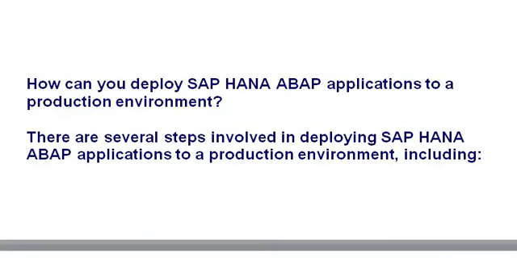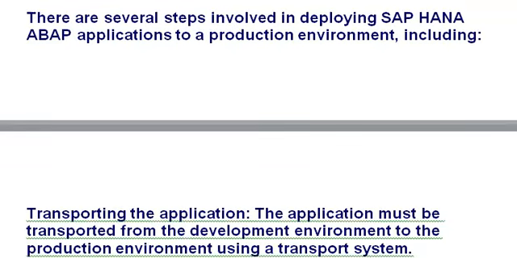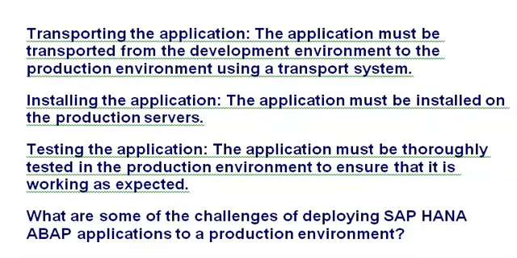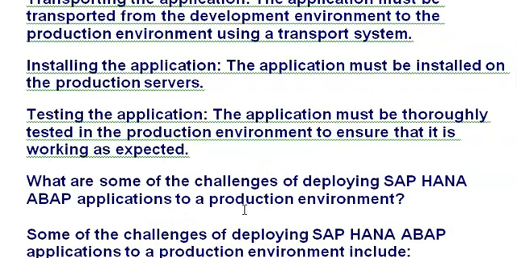How can we deploy SAP HANA web applications into a production environment? There are several steps involved in deploying SAP HANA web applications on production environment. So the first thing is transporting the applications, installing the applications, and testing the applications in the production environment. The application must be transported from the development environment to the production using a transport system. Installing applications: the applications can be installed on production servers directly. The applications should be thoroughly tested in the production environment, of course, to ensure that it is working as expected.